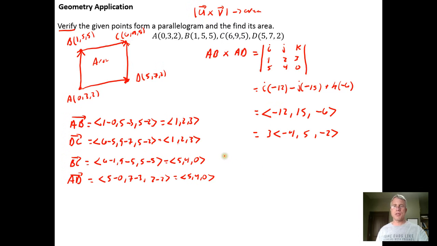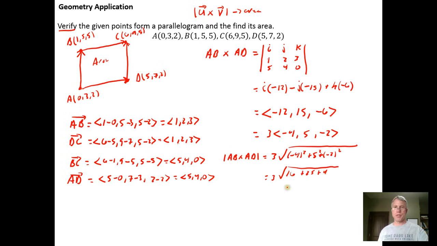So the size of the cross product, the size of AB cross AD, is just going to be 3 times the size of the vector. So the size of the vector is going to be the square root of the sum of the squares of the vector components. So we get 3 times the square root of 16 plus 25 plus 4. And 25 and 16, that's 41, plus 4 is 45, so we get 3 root 45.